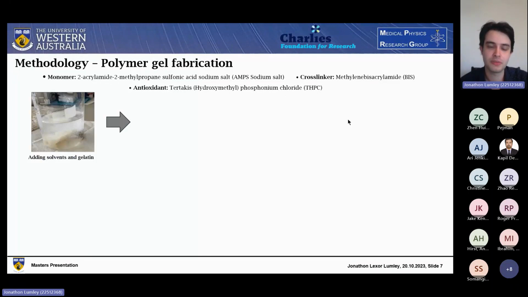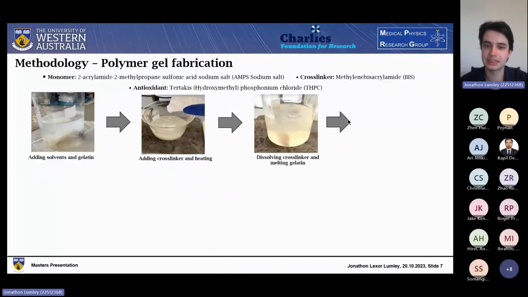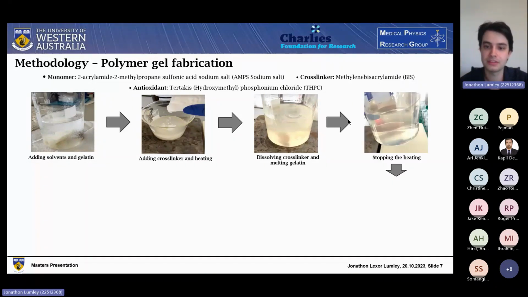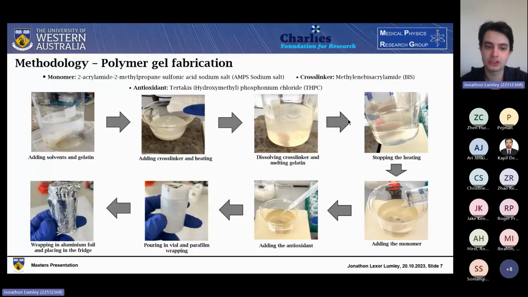So to make the gel, we start off by adding our solvents and gelatin. These solvents can include water and a co-solvent. This is left to sit for 5 minutes to bloom, whereafter we add a crosslinker and we heat our gel up to 40 degrees. The heating is done to dissolve the crosslinker and to melt the gelatin faster. After this is done, we stop applying heat and we add our monomer followed by our antioxidant. Then finally, we wrap up our gels and we put them in the fridge.